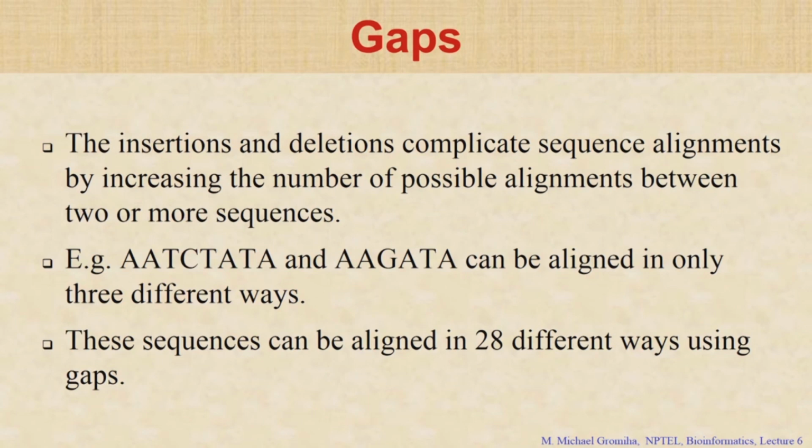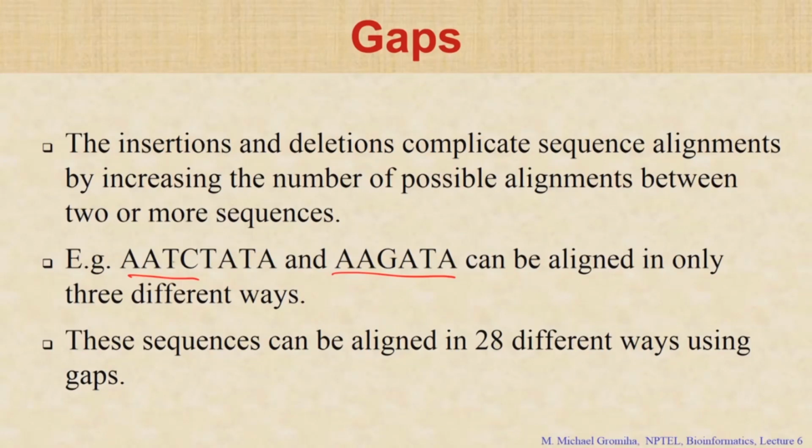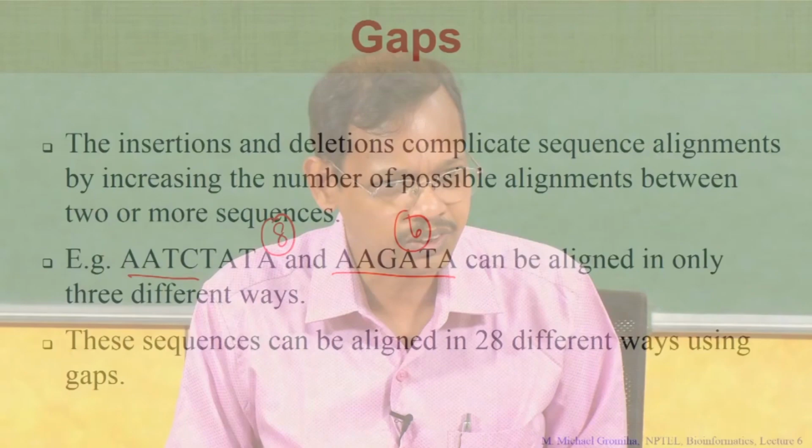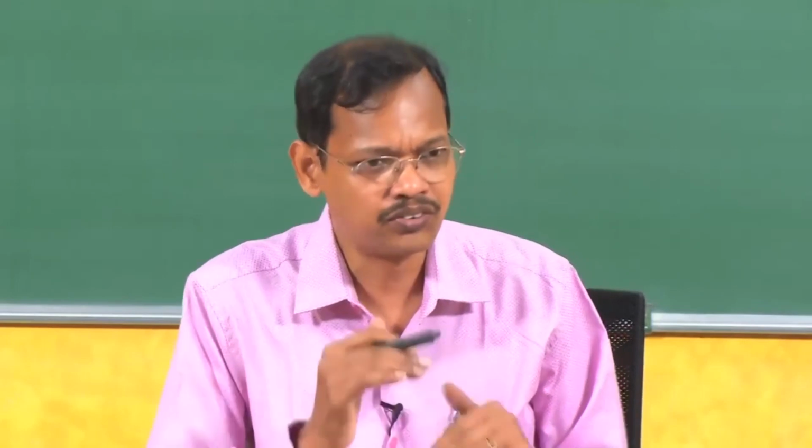Now, if you introduce gaps, why do you want to introduce gaps? To better align. Better alignment, right. So, if there are some changes, we need the gaps. In this case, if you do the gaps, how many different ways can you align these two sequences? Here the length is 1, 2, 3, 4, 5, 6, 7, 8, and here we have length 3, 6. So, there are various ways. There are 28 different ways you can align these two sequences.